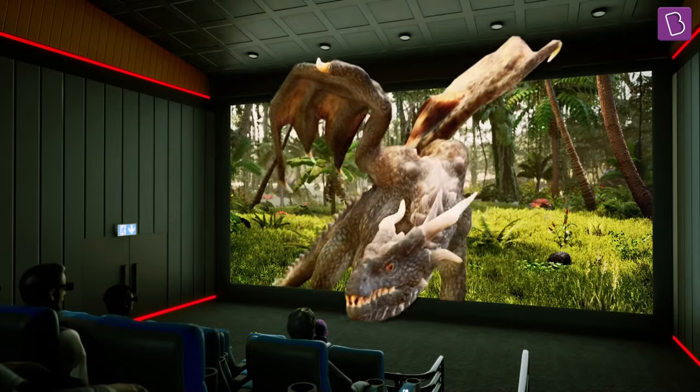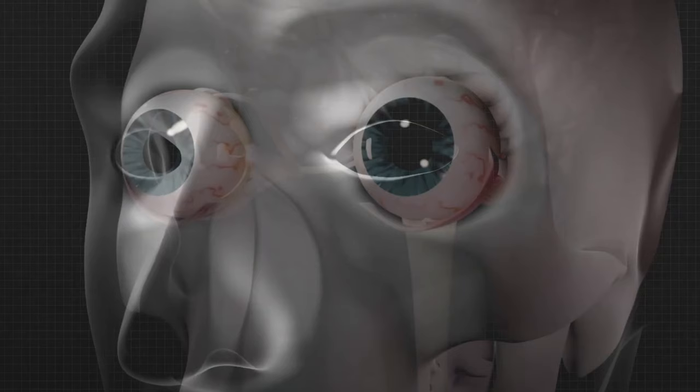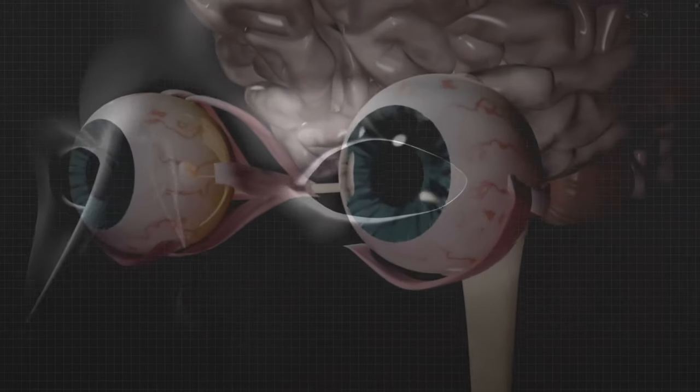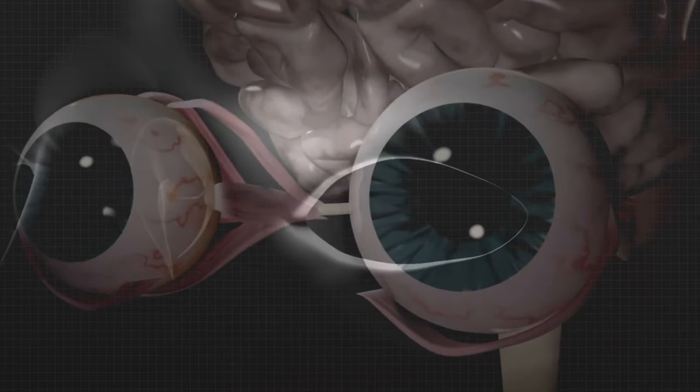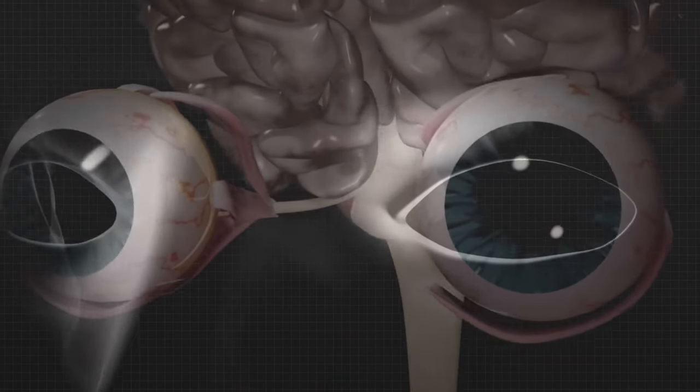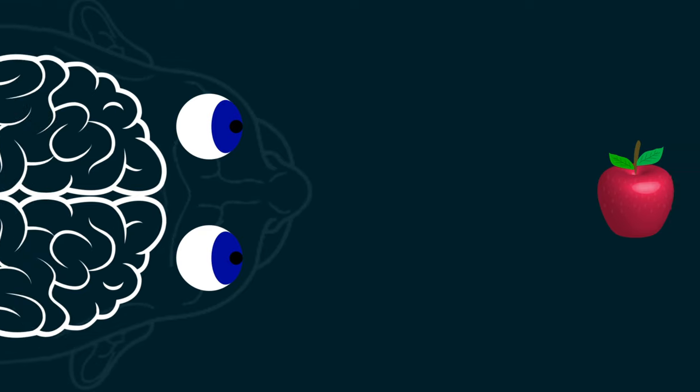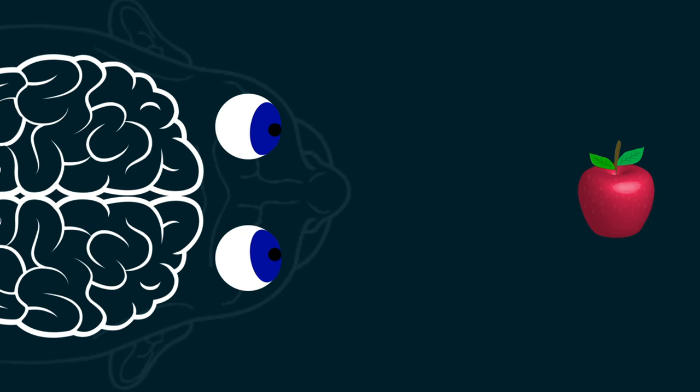The stereo effect is also a type of optical illusion, in the sense that it utilizes the properties of our vision and the brain's processing of signals received from our eyes. When we look at a real object, our eyes see it at slightly different angles.